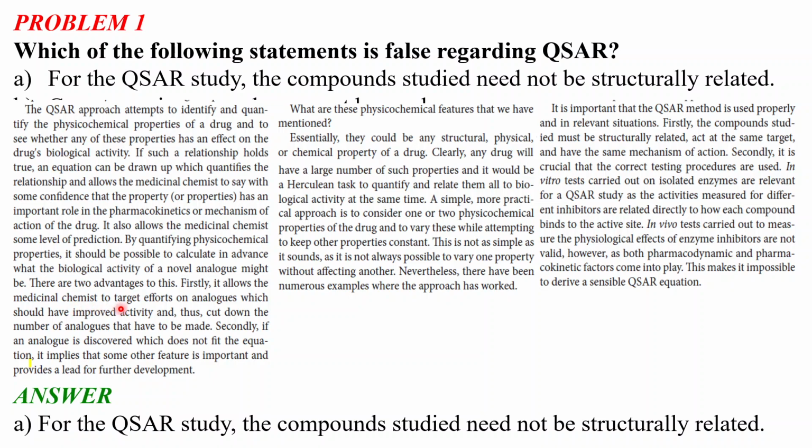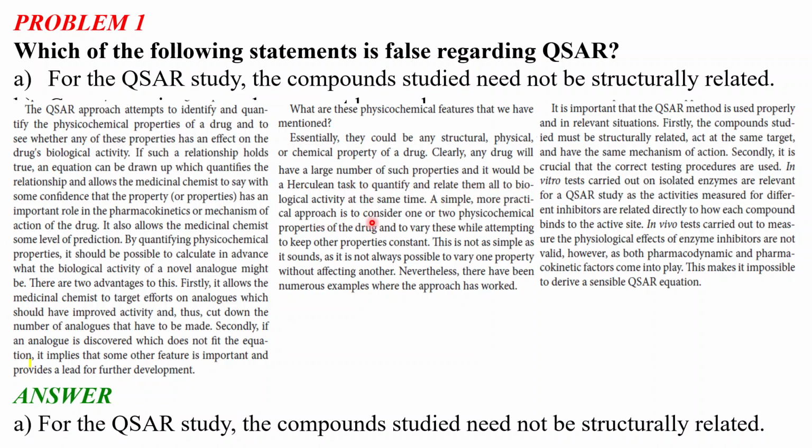Firstly, it allows the medicinal chemist to target efforts on analogs which should have improved activity and thus cut down the number of analogs that have to be made. Secondly, if an analog is discovered which does not fit the equation, it implies that some other feature is important and provides a lead for further development. So, what are these physicochemical features which I have mentioned? Essentially they could be any structural, physical, or chemical property of the drug. Clearly, any drug will have a large number of such properties, and it would be a Herculean task to quantify and relate them all to the biological activity at the same time.